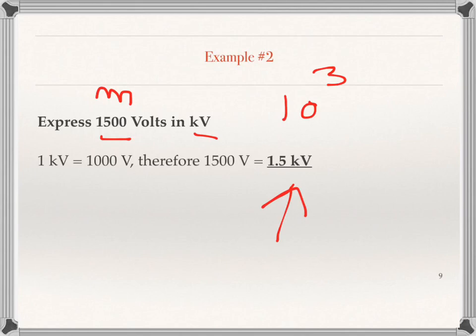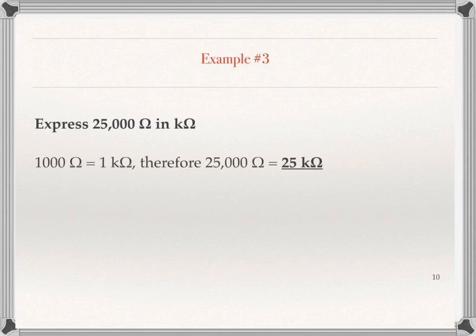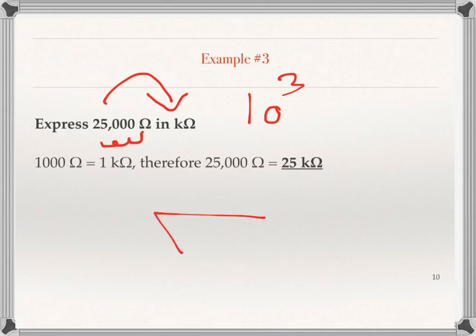All right, continuing on. Okay, we're going from 25,000 ohms, which you would never say. Okay, so it's kind of awkward. We're going to go to kilo ohms. So we're going from a base unit here to kilo ohms there. So move the decimal 1, 2, 3. Remember, kilo is 10 to the plus 3. So we have to move the decimal 3 places to the left, and you get 25 k ohms.